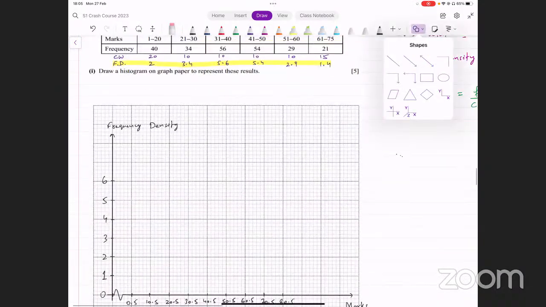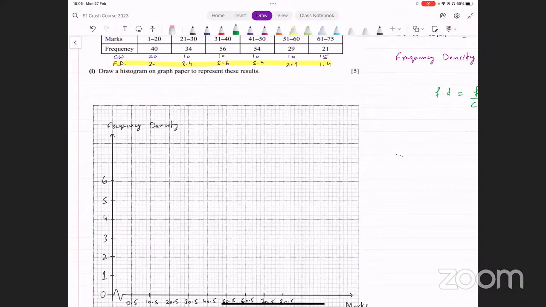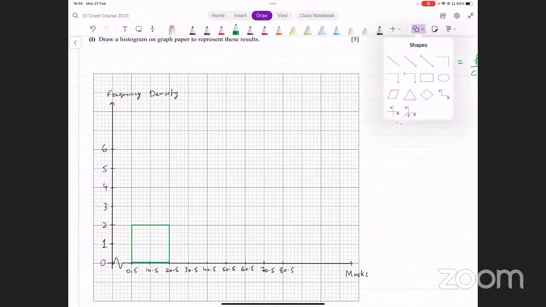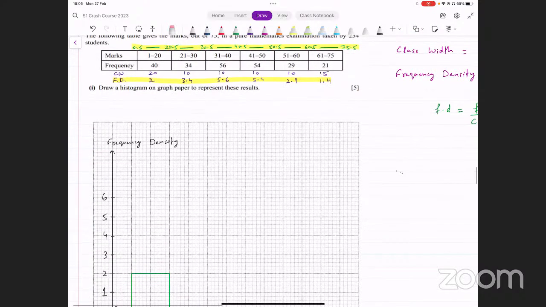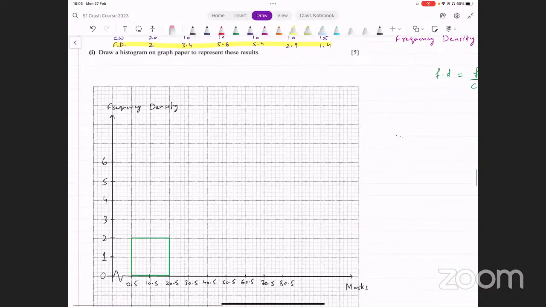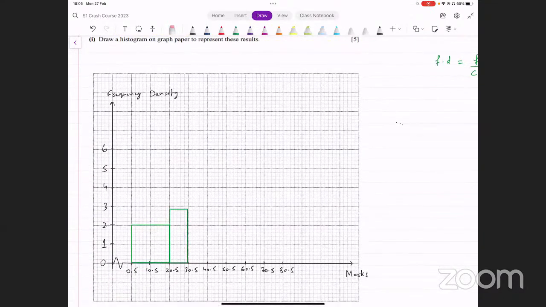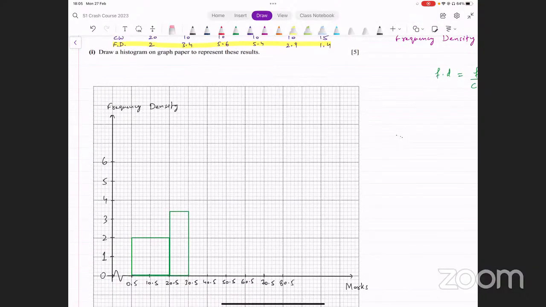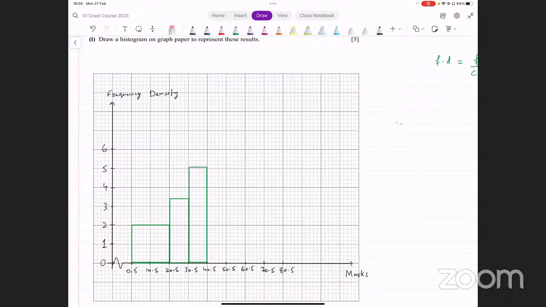Let's draw that first of all. We draw a bar there from 0.5 to 20.5. It has a height of 2 units. So it looks like this. All right, so that's the first part that we have. Then the next one is from 20.5 to 30.5. Frequency density is 3.4. So we draw a bar like this for that, 3.4. And the next one is 5.6, from 30.5 to 40.5. This is the next bar.